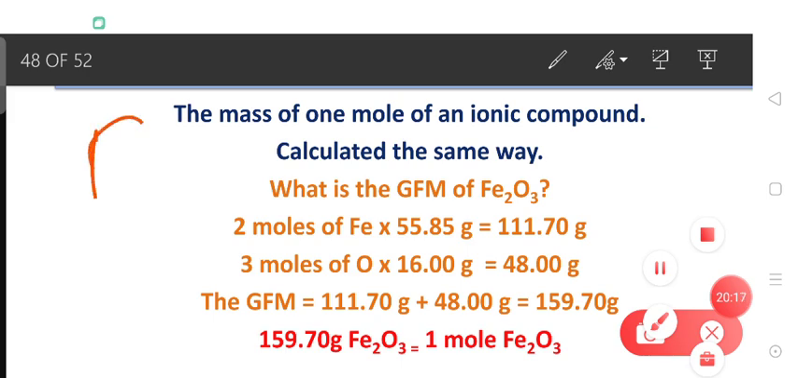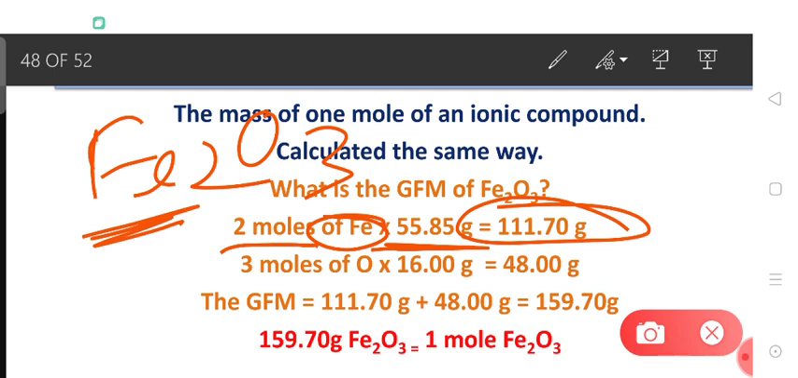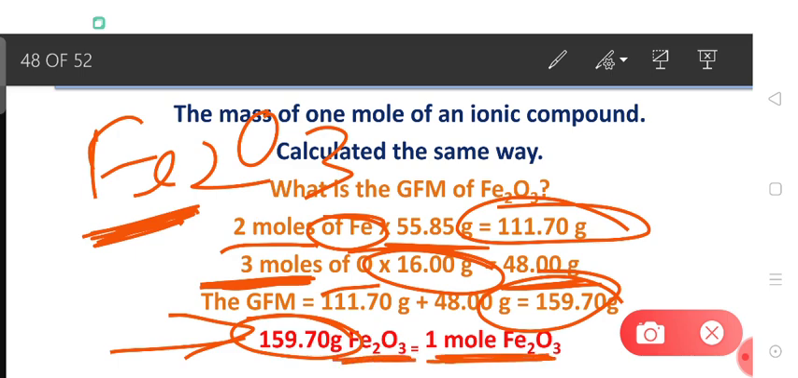Dear students, in Fe2O3 there are 2 atoms of iron, so there are 2 moles of iron, and the atomic mass of iron is 55.85 grams, so the total becomes this much. And there are 2 atoms of iron and 3 atoms of oxygen, right? The atomic mass of oxygen is 16 U, so it will become 48.00, right? The total becomes 159.70 grams. We can say that this many grams of iron oxide is actually 1 mole of iron oxide.